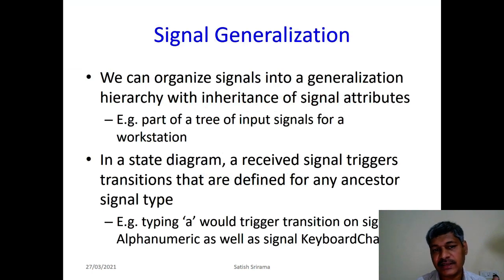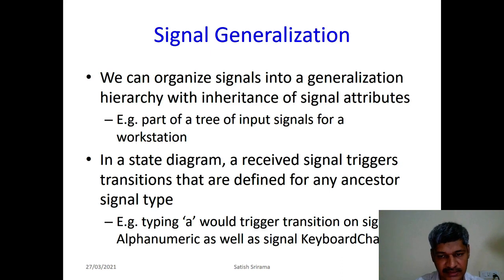We have already seen class level generalization, where classes inherit attributes and features, that is, attributes and methods, in some sort of hierarchy. That's about the generalization. We can also organize signals into a generalization hierarchy, with inheritance of signal attributes.